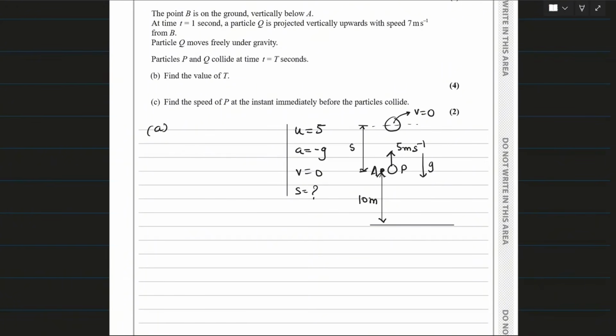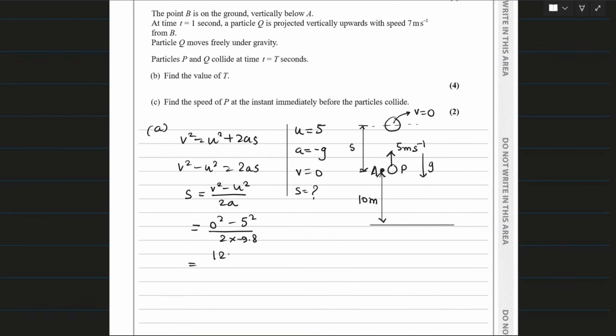The equation that connects all these quantities together is v squared equals u squared plus 2as. From this, we can calculate the value of s. As we need to find the value of s, I can make s the subject of the formula. We get v squared minus u squared equals 2as. From this, we see that s is equal to v squared minus u squared divided by 2a. Now, if we substitute all the values, we get 0 minus 5 squared, divided by 2 times minus g. g here is 9.8, so minus 9.8.